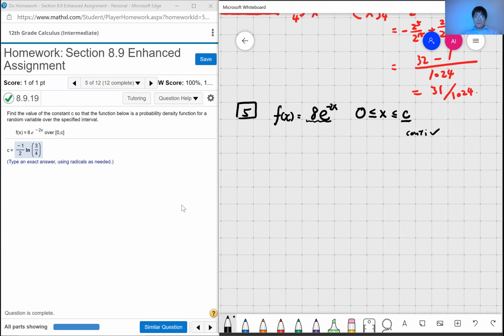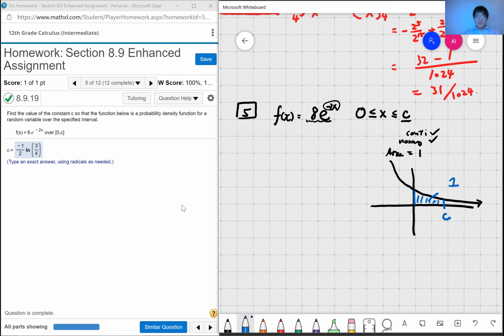Exponential function is always positive. This is always positive, so the non-negative part is clearly done. So all you need to check is to make the area equal to 1. So this is an exponential function with a negative exponent here. So the graph looks like this. Okay. And we want to find the value c so that the area here becomes 1.